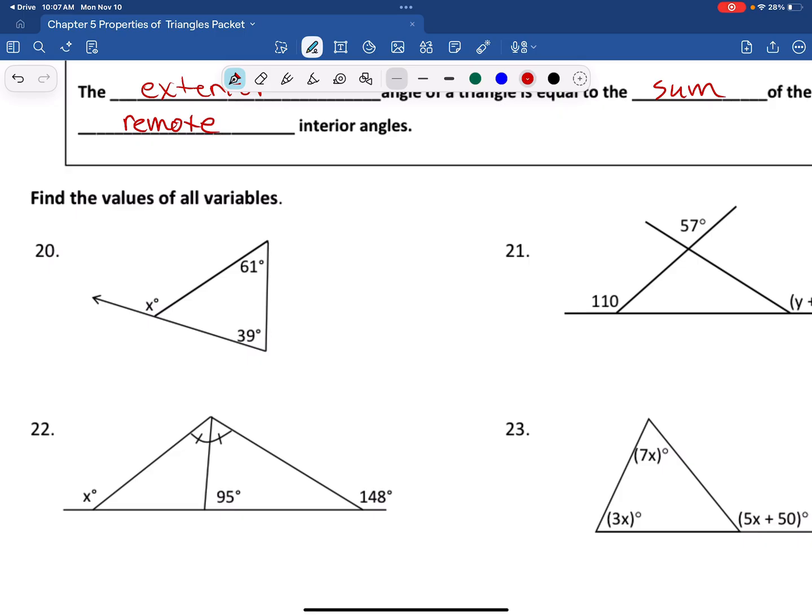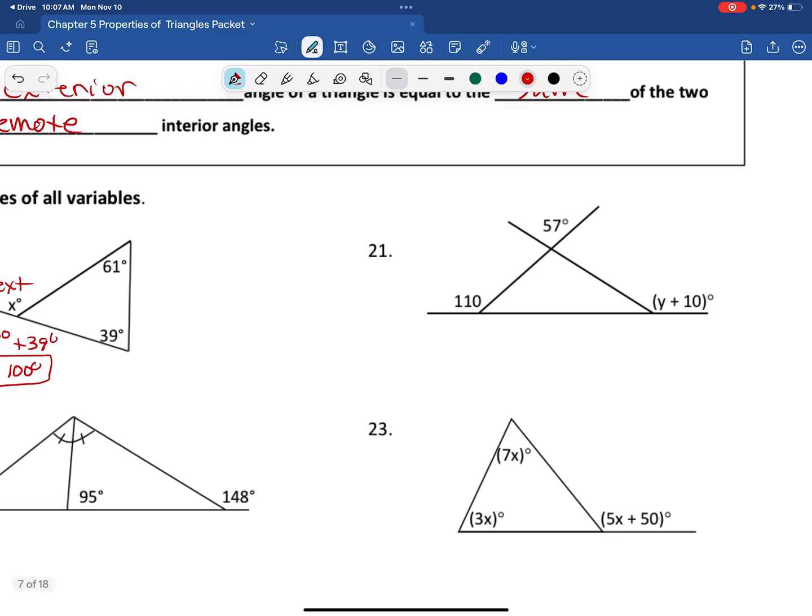Okay, so we're going to use the remote angle theorem, and we're going to say here, this is the exterior angle. And we're going to say that the measure of angle X is equal to the sum of the two remotes. So it's 61 plus 39. So the measure of angle X is equal to 100 degrees.